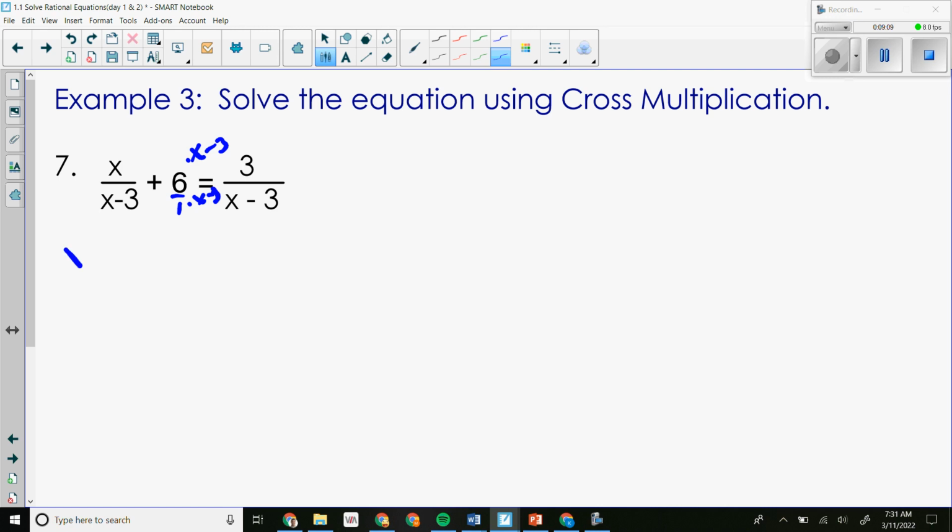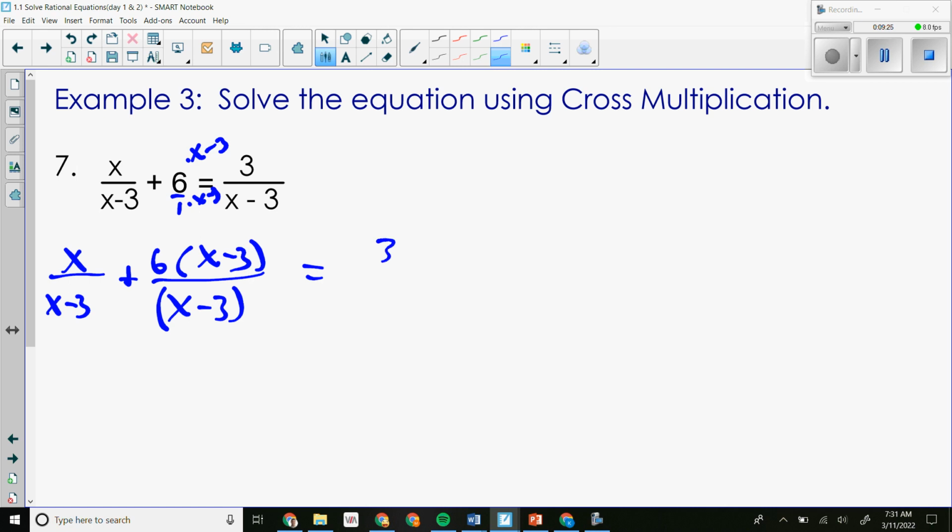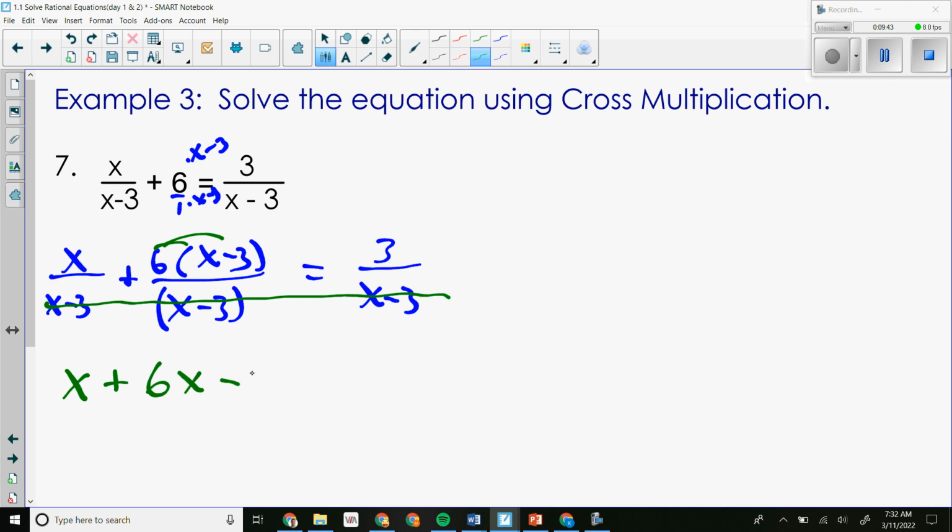And so let me rewrite that a little bit better here. I have x over x minus 3 for my first one, plus, so now this is going to be 6 times x minus 3 on top over x minus 3 on the bottom. And then this is going to all equal 3 over x minus 3. All right, now notice that my denominators are all the same. So just like before, once I have those all the same, I can essentially eliminate those and just work with the top, leaving me with x plus, if I distribute this 6 in, 6x minus 18 equals 3.